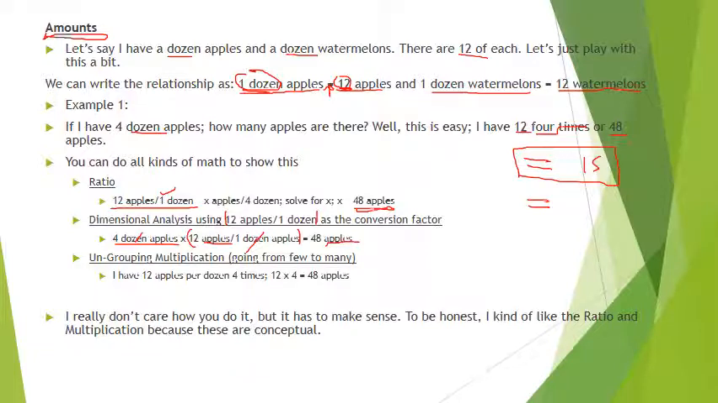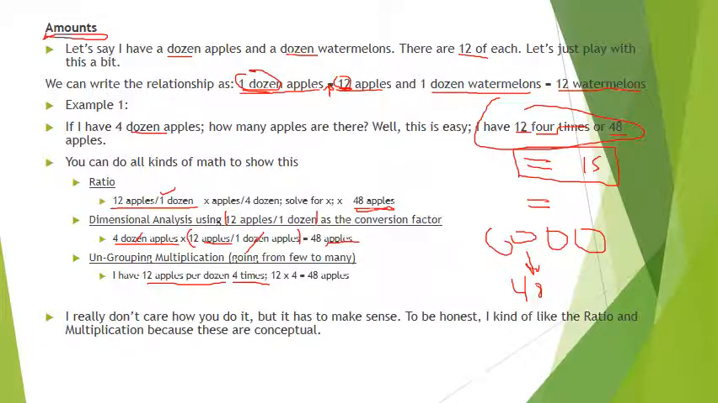And then for the grouping method, this is basically the way I just did it here. You have 12 apples per dozen, and you do that 4 times. So ungrouping, you're taking out of the groups. You're taking 4 dozen and emptying out the apples. So you have 4 dozen, and each one has 12, and you empty them all out. You empty out 12 4 times, and you end up with 48.